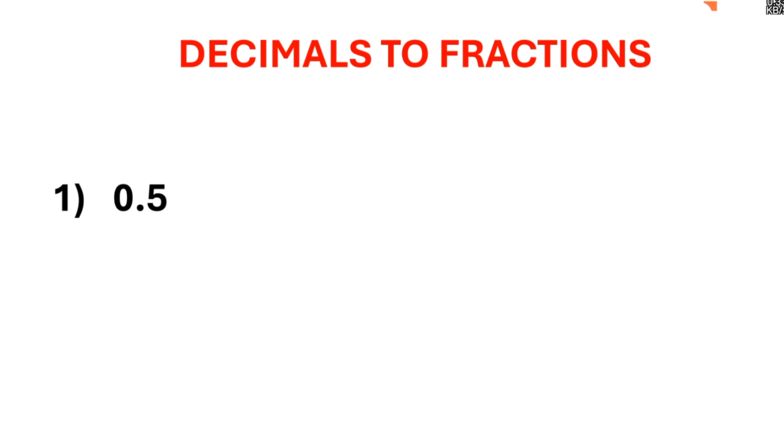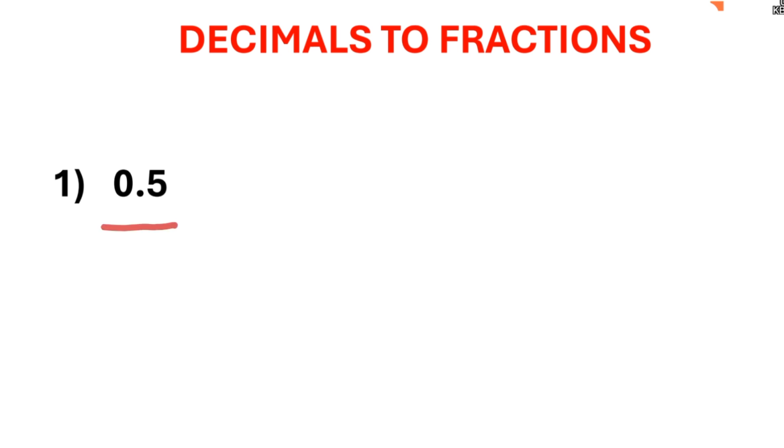In today's video, we are going to learn a very easy method to convert decimals into fractions. Let's start. To convert 0.5 into the fraction, first we have to remove the decimal point. If we remove the decimal point, we get 5. We have to write the 5 on numerator. Then we always have to put 1 in the denominator.